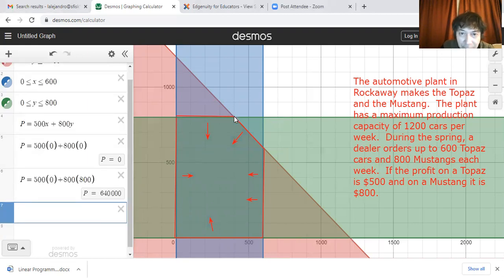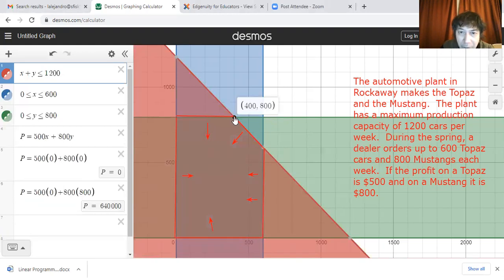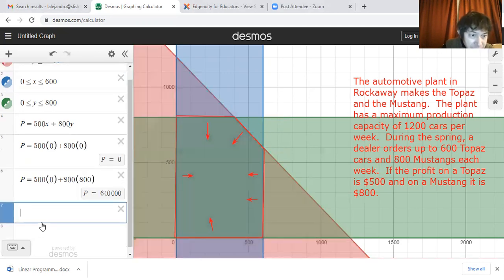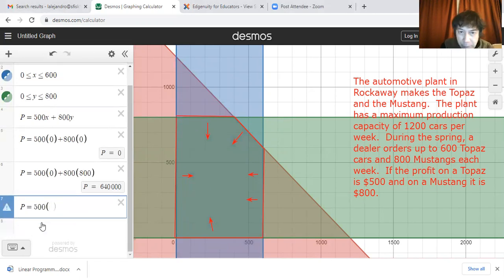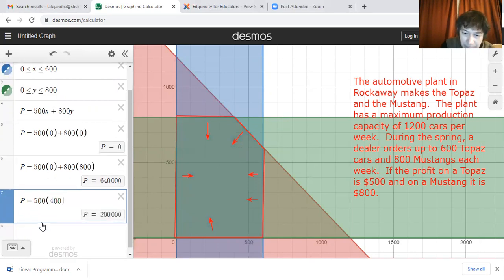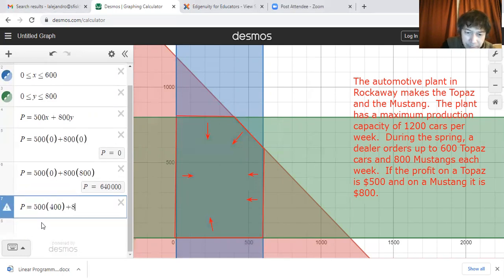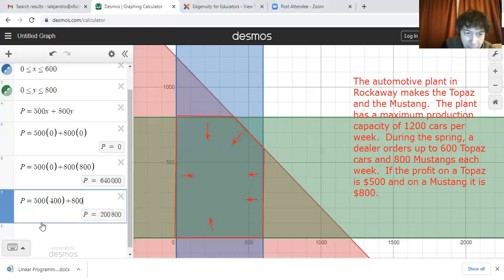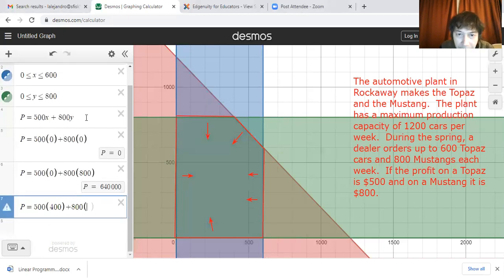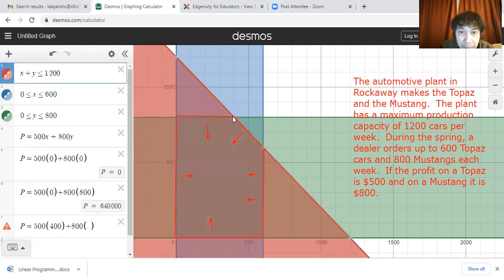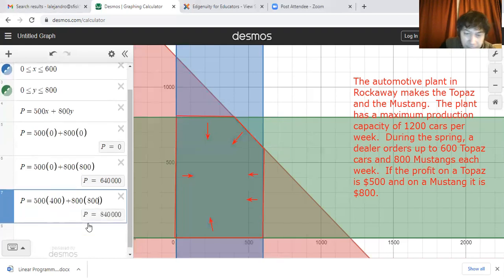Next point is over here. That'll be 400 for X and 800 for Y. So we shall use our profit statement again. We have 500 times 400, plus 800, the price for one Mustang, times 800. That's 400 and 800. And so the profit here is 840,000.